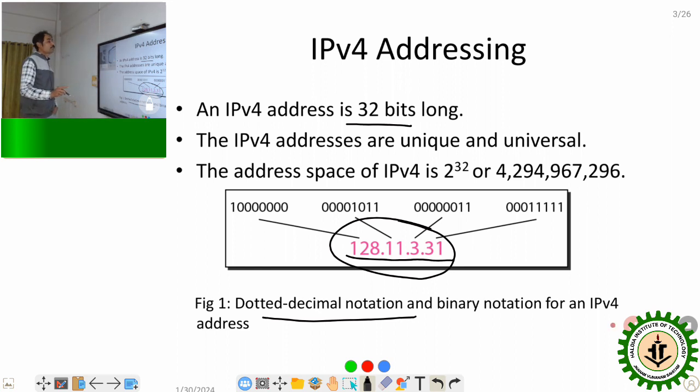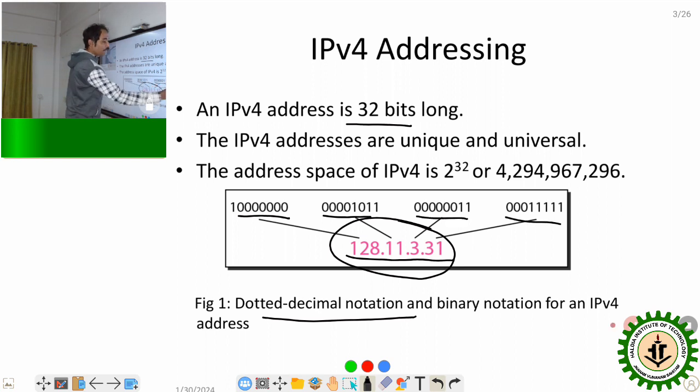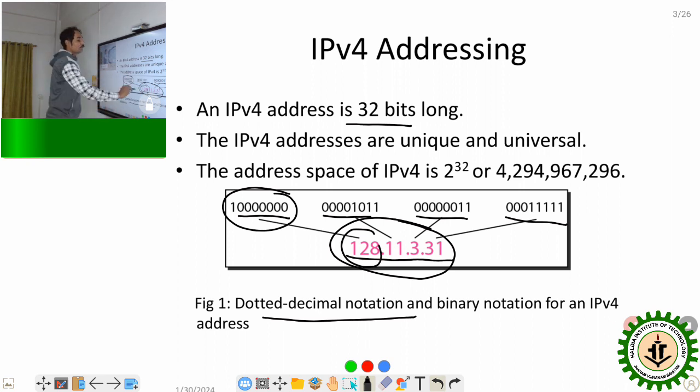Although we are talking about 32-bit IP addressing, here is 8 bits, here is 8 bits, another 8 bits, another 8 bits. So 4 into 8, altogether 32 bits. Whenever we represent a byte with the corresponding decimal, it is known as dotted decimal format. In this way, we get our dotted decimal notation.